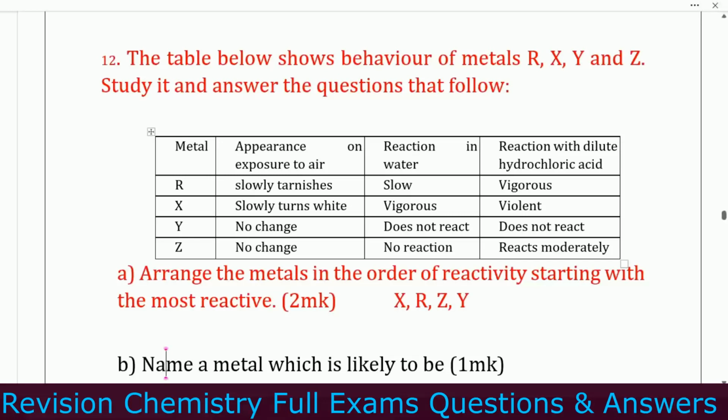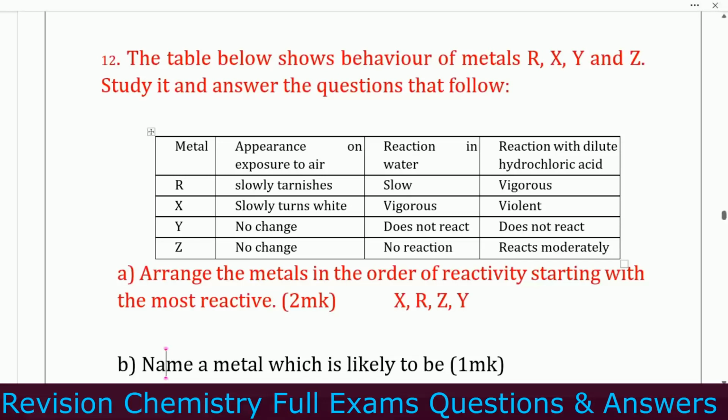So you can easily tell which metal is more reactive and which one is not reactive, because they are reacted with the same substances and you see how they are reacting. Arrange the metals in order of reactivity, starting with the most reactive. X, you have seen it is very reactive with air, with water, with acid.